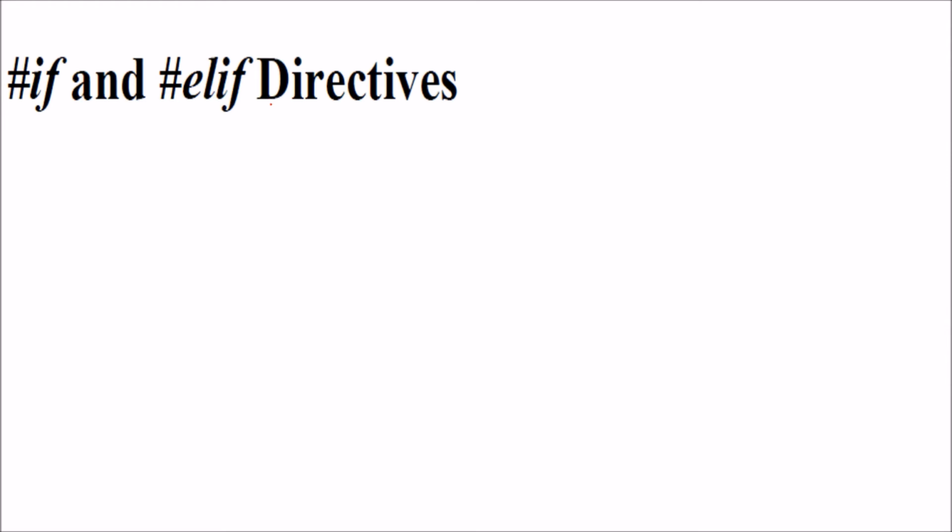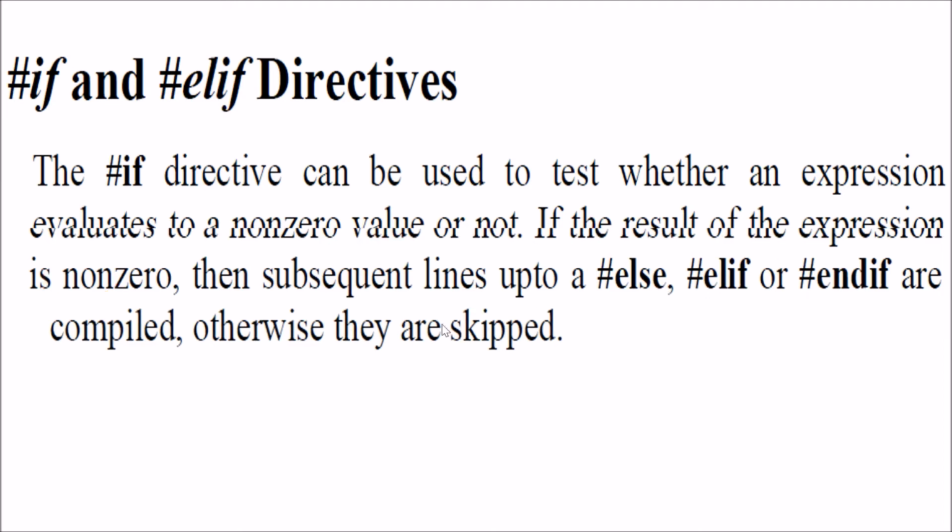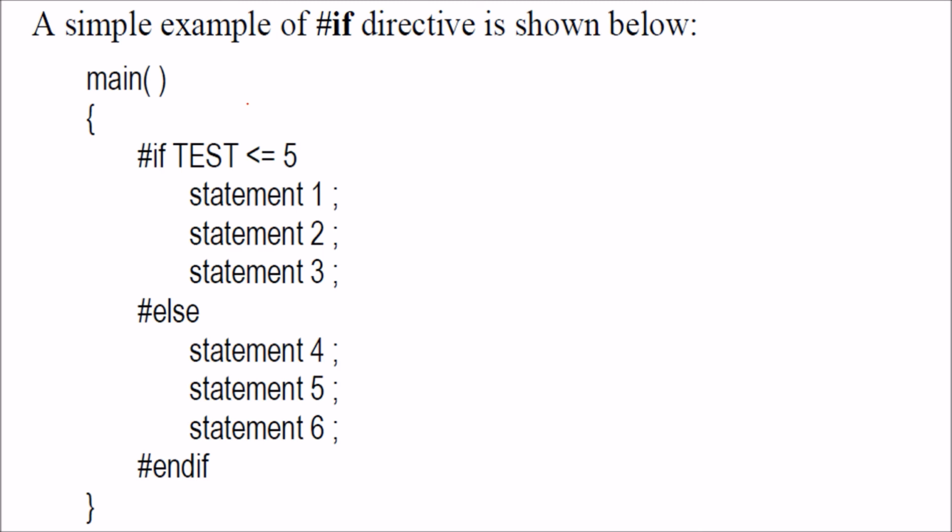#if and #elif directives. We have seen that we use if else, and this #elif is a more specialized form of writing if else again and again. So the #if directive can be used to test whether an expression evaluates to a non-zero value or not. If the result of that expression is non-zero, then the lines under if and elif are going to be compiled, otherwise they will be skipped. I'll give you an example. If test is less than or equal to 5, then these 3 lines will be done, otherwise these 4 lines will be done and you end it.